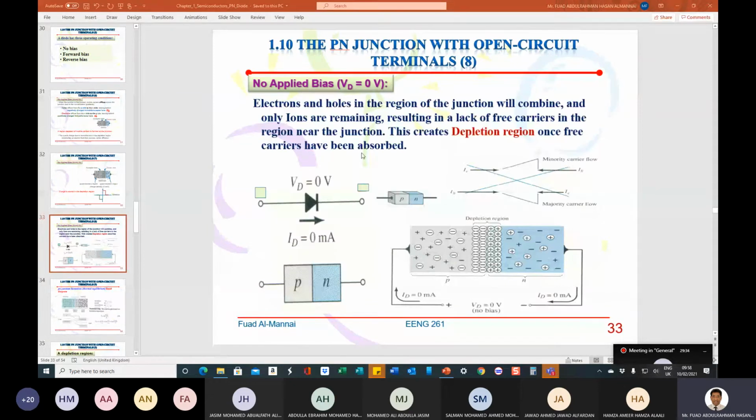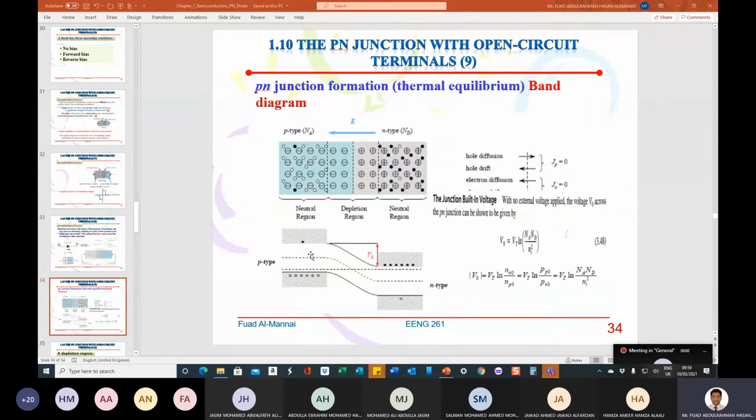The same thing here. I didn't apply any voltage, no bias, still VD equal to 0 across the diode. The current I will be equal to 0 because I didn't have any voltage across it. And this is the depletion region.